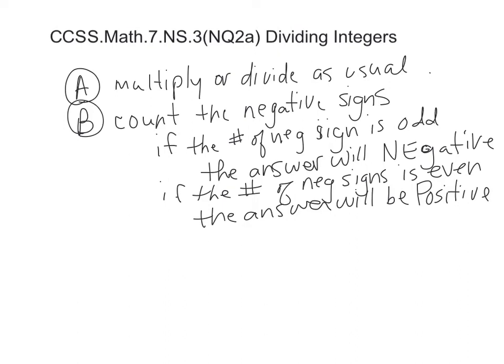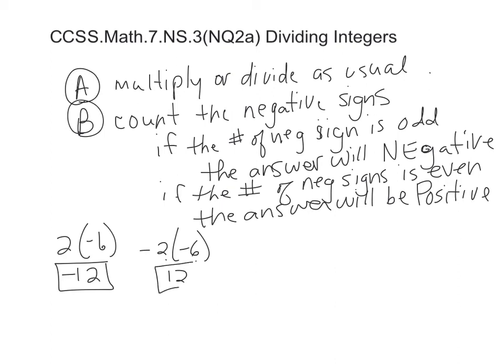All right, so let's give some examples. So if we have like 2 times -6, you would multiply as usual. So you're going to get 2 times 6 is 12, and there's 1 negative, so the answer is negatory in that story. Box it in, because it's an odd number. And likewise, if we had like a -2 times -6, we still multiply 2 times 6 and we get 12. But there are 2 negatives, so it's an even number, so the answer will be positive. I actually think this is easier than the adding and subtracting.